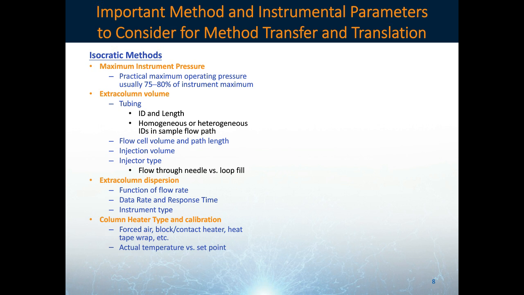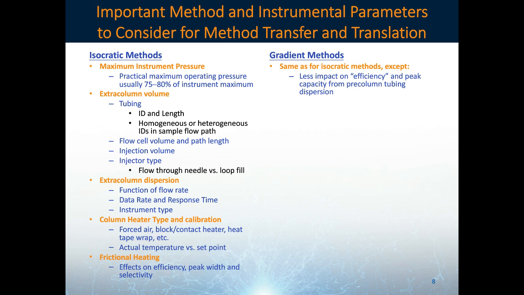For column heater type and calibration, you need to consider whether you had a forced air or block contact heater, heat tape wrap, etc. And you also have to think about the actual temperature versus the set point when you're transferring methods. And finally, frictional heating. So effects on efficiency, peak width, and selectivity can all influence your transfer. For gradient methods, we have to consider everything that we've just went over for isocratic methods, except there's less impact on efficiency and peak capacity from the pre-column tubing dispersion.